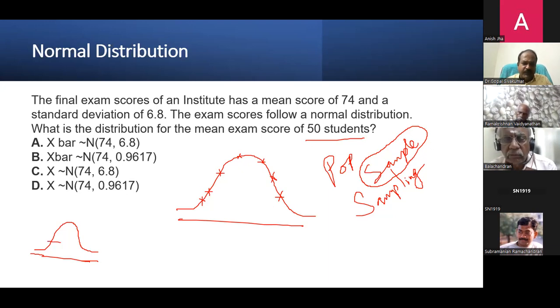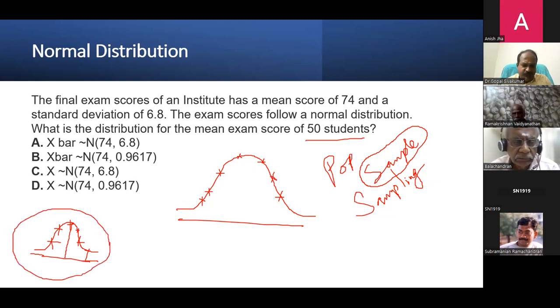That means every point here represents the mark scored by a student. Am I right? So this center point will refer to the class average, the class which you have chosen as a sample. Now this distribution is the sample distribution. All of you understand? Population distribution also understood. Sample distribution also understood.